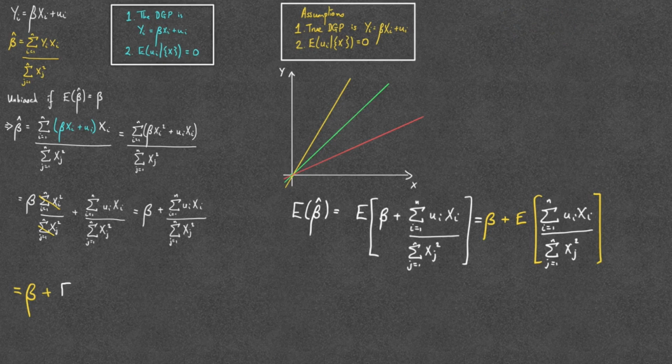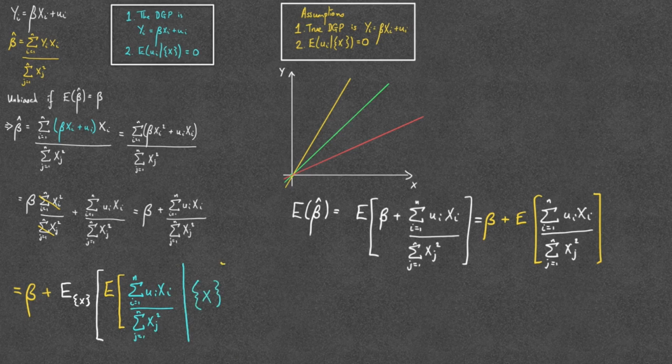Now we're going to apply this slightly differently, and we're going to use the law of iterated expectations based on different sets of observations of x. So we're going to look at the expectation over all possible sets of observations of x of the conditional expectation of the sum from i is equal to 1 to n of ui xi over the sum of the x squared conditional on a particular set of x's.